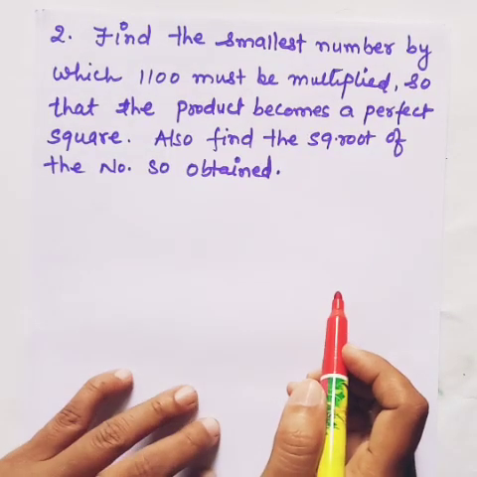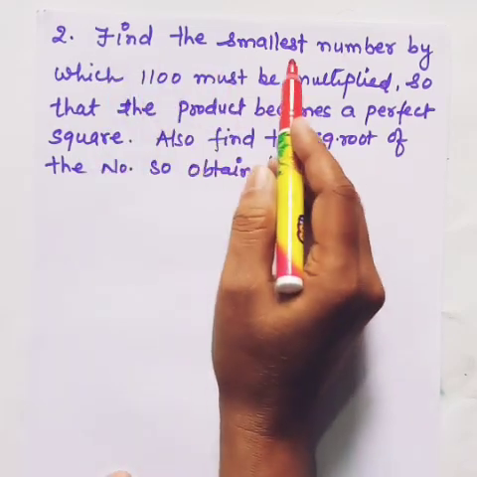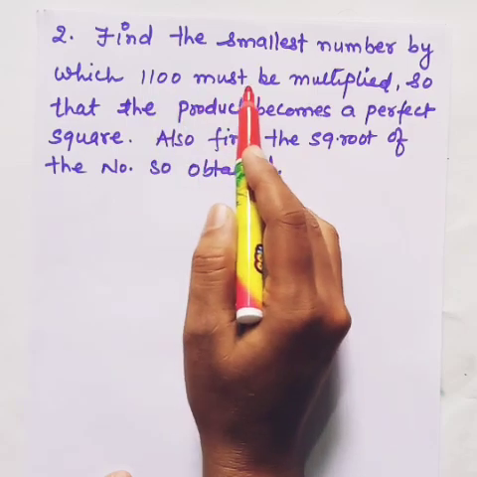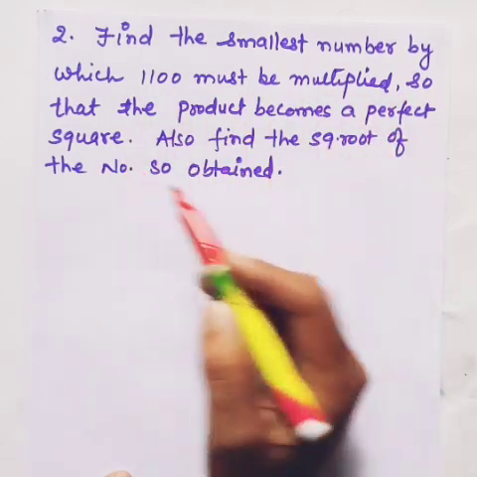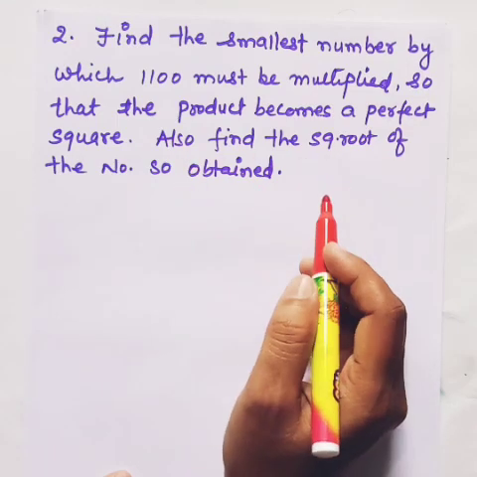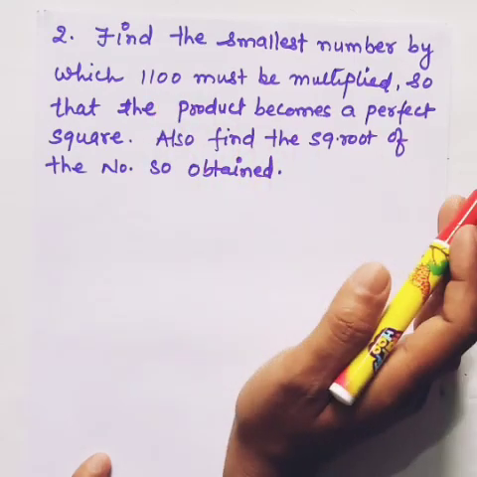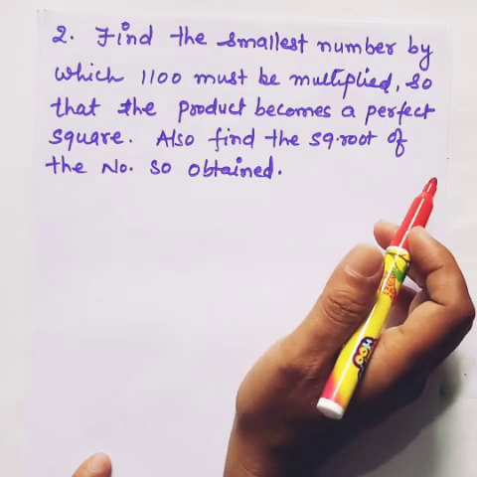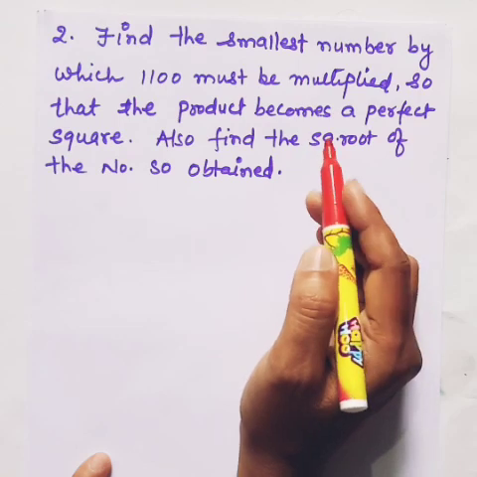Children, look here. What is this question? Let us read. Find the smallest number by which 1100 must be multiplied so that the product becomes a perfect square. Also find the square root of the number so obtained. Now this is very clear that 1100 is not a perfect square. You have to find that smallest number which when multiplied by 1100 will give you the square number.